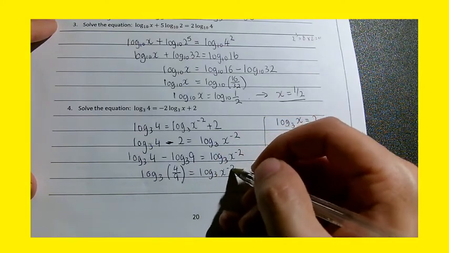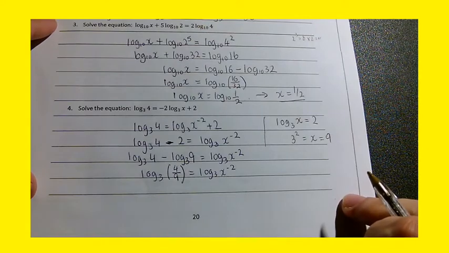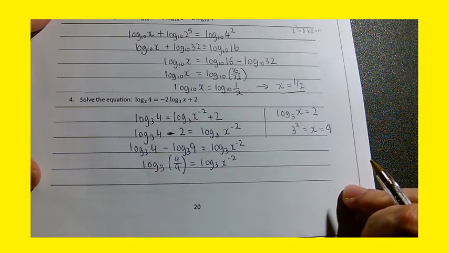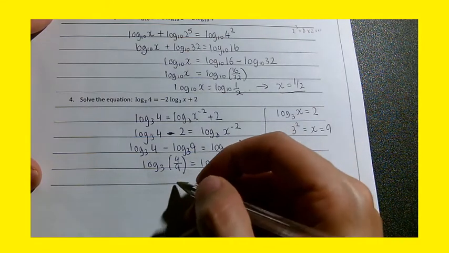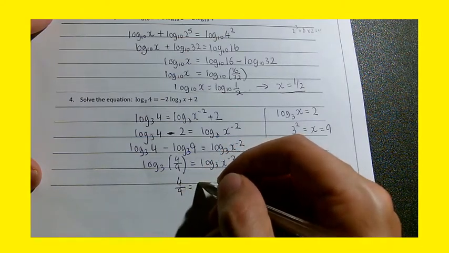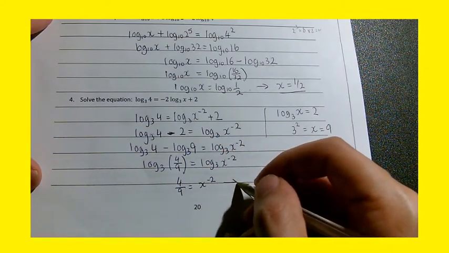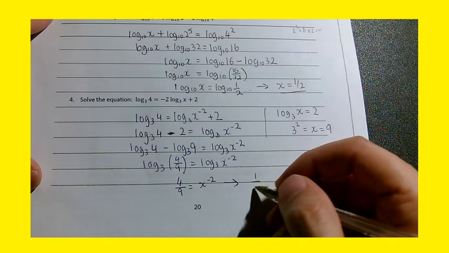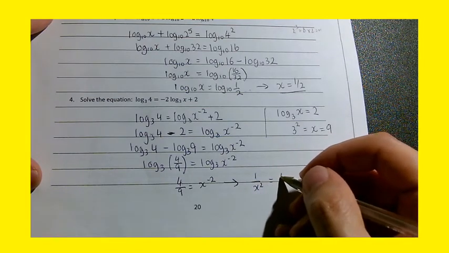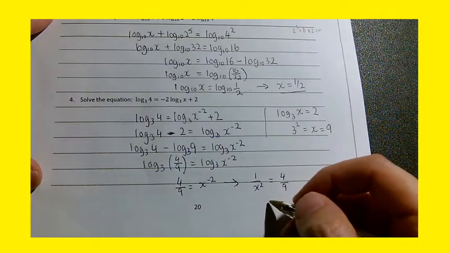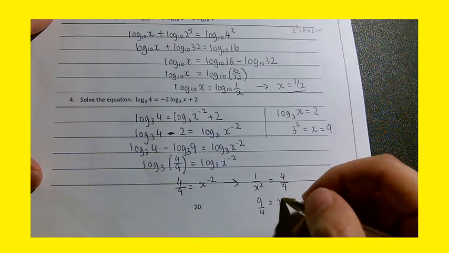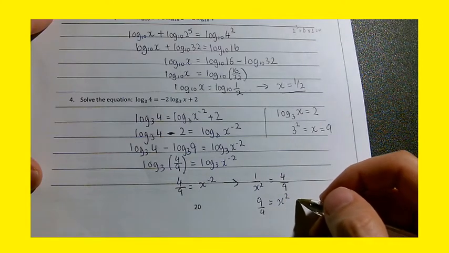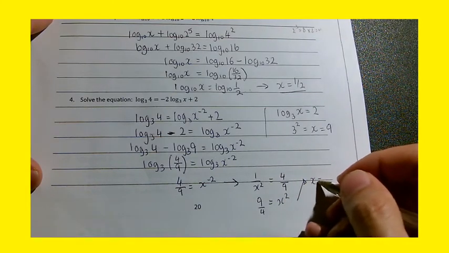Okay. And remember, I've got two logs that are equal to each other. They're in the most simplified form. Their bases are the same, so I can make 4 over 9 equal to x to the minus 2. And x to the minus 2 is 1 over x squared. And if you were just to use a bit of algebraic manipulation, x squared equals 9 over 4. And therefore x is equal to 3 over 2.